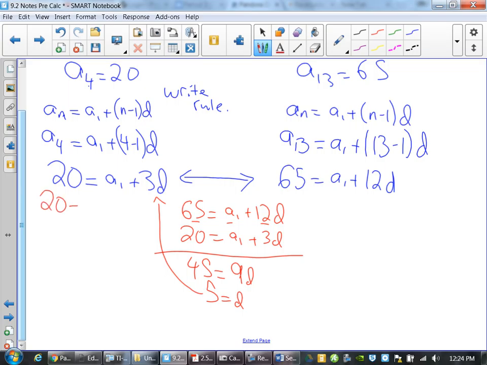So 20, which means my first term is 5. Therefore, I have my first term and my common difference. Does it matter which of these two I use to write out the generic rule then? Which one's easier to write it out then? The second one will be. Because my first term here is 5, my common difference is 5, so what's C? 0. So my rule is a sub n is 5 times n.